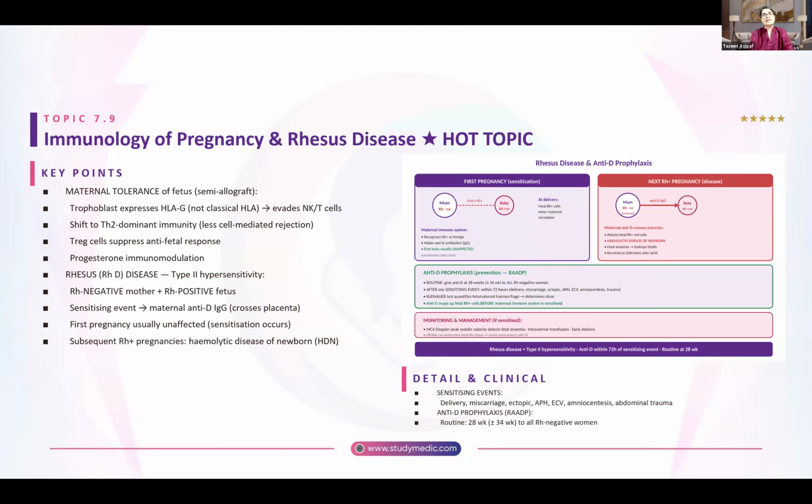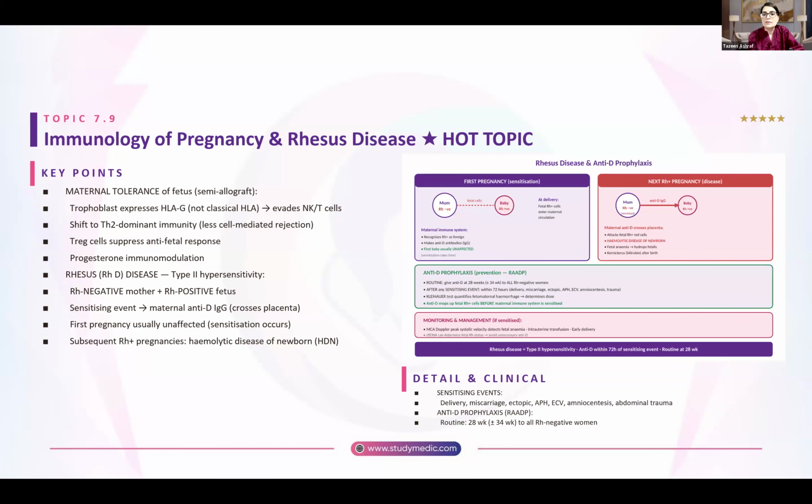Okay, an Rh negative mother is there, and the fetus which is conceived is Rh positive. That is basically rhesus disease. The sensitizing event is the maternal anti-D IgG, which crosses the placenta. The antibody which crosses the placenta is IgG. The first pregnancy is usually unaffected, as sensitizing events usually happen at the time of delivery. In subsequent Rh positive pregnancies, there can be hemolytic disease of the newborn. So that is something which you have to remember.